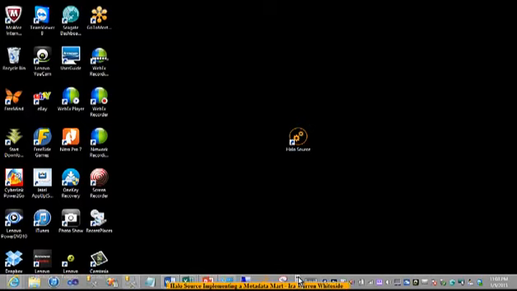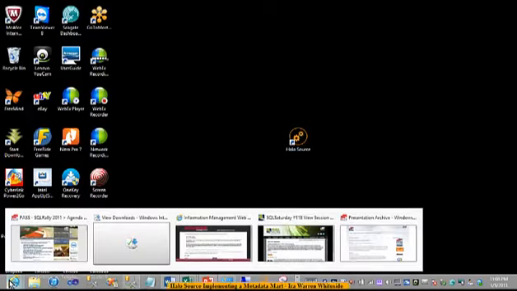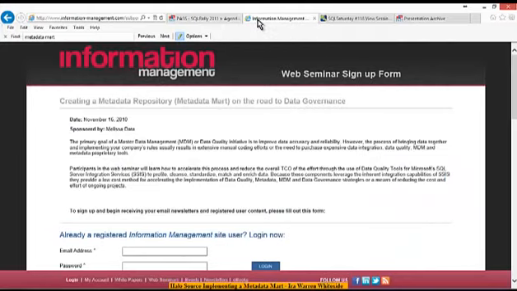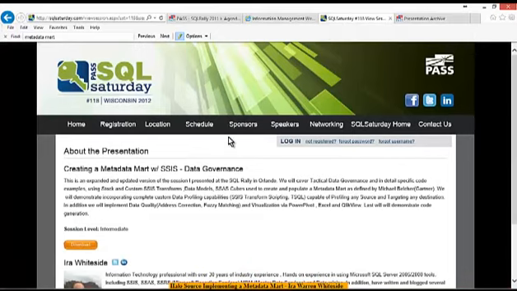If we look at the process here, first there is an existing set of code for the session, creating a metadata mart with SSIS, data governance, data profiling. That code exists in several places. Past SQL Rally had presented it along with Aaron Zorns as part of metadata management seminars for information management. I presented it at SQL Saturdays where there are code downloads available.